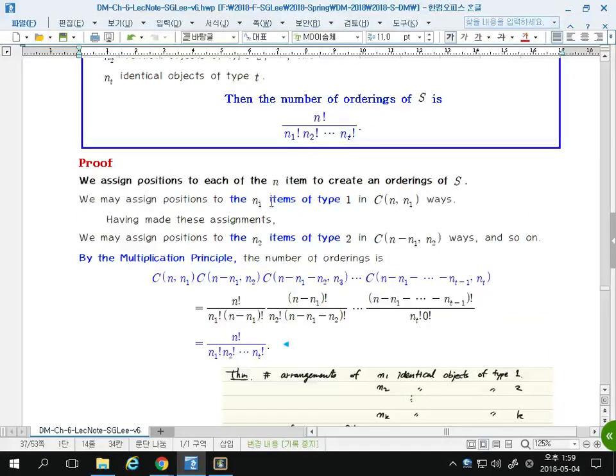First we choose n1 from n, so we have n choose n1 ways of choosing type 1 items, and n minus n1 choose n2 ways for choosing the n2 items of type 2, and so on. So the product multiplication principle is used here. Then we multiply all this, and these terms cancel each other, and what is left is n factorial over n1 factorial, n2 factorial, and nt factorial. This is the proof.